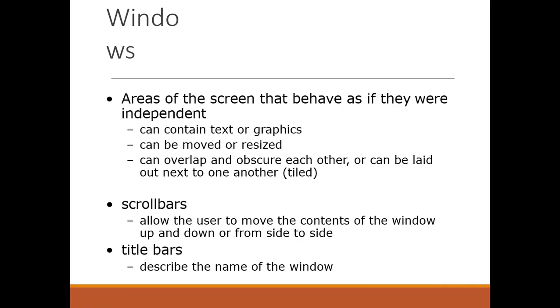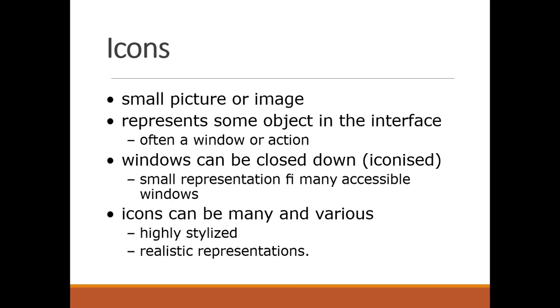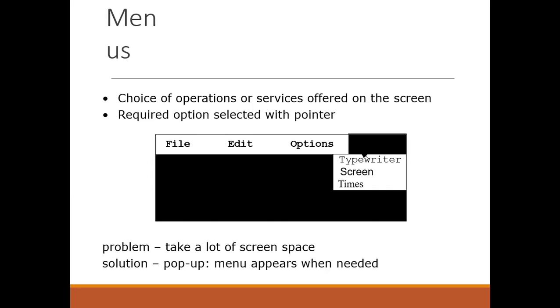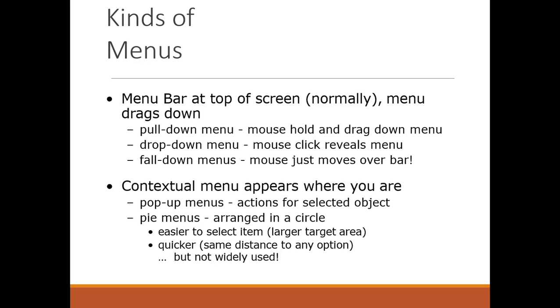And windows, I've already discussed: an area of the screen with its own behavior, independent. Next are icons, small pictures, images. And menus: many options are there and you need to select one among the many. That's a problem, since it takes a lot of screen space. The solution is a pop-up menu that appears from the menu bar. There are many kinds: pull-down menu, drop-down menu, fall-down menu, contextual menu. Everything should be contextual, like icons and menus, according to your convenience and the method you are going to use.